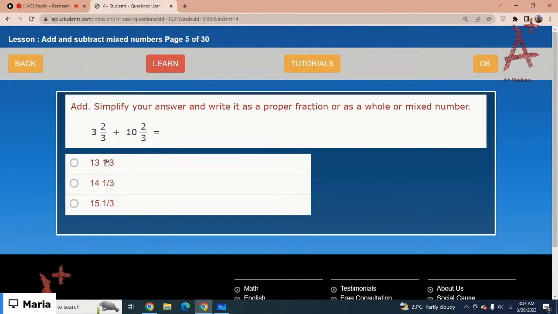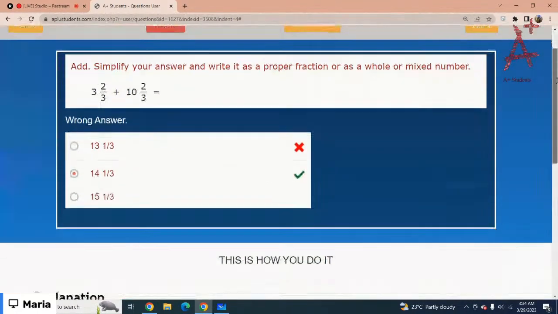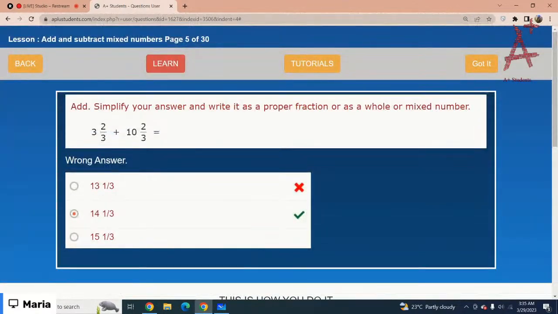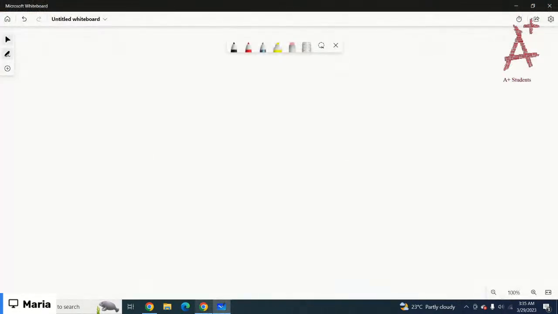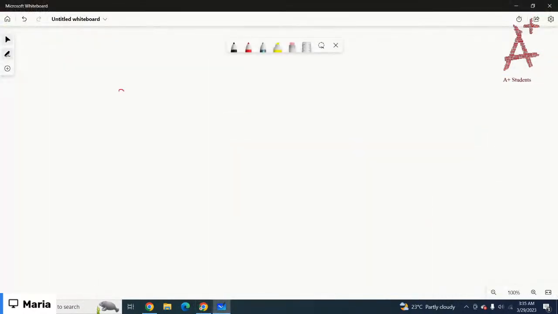How? Oh, it is 14 whole 1 over 3. Let me explain how. 3 whole 2 over 3 plus 10 whole 2 over 3. When you add 2 plus 2, it makes 4 over 3.